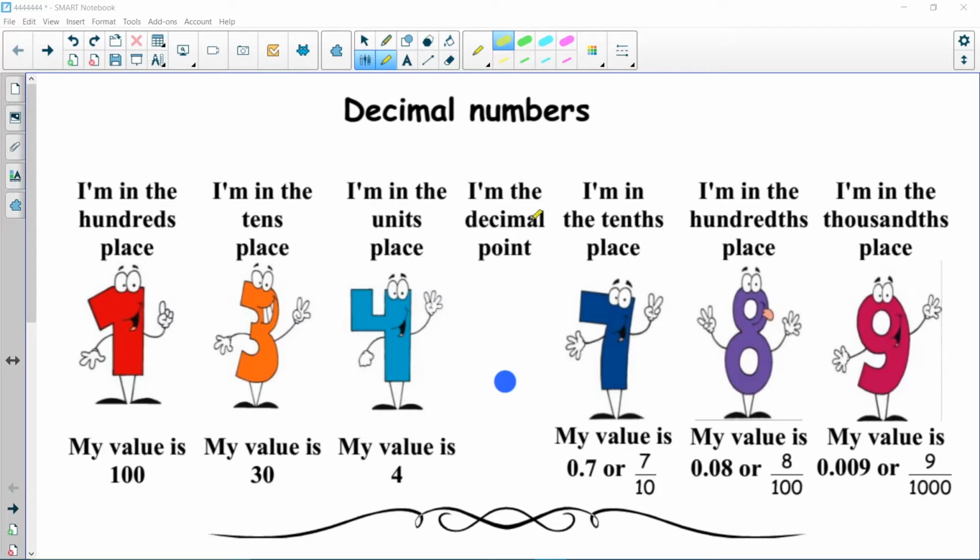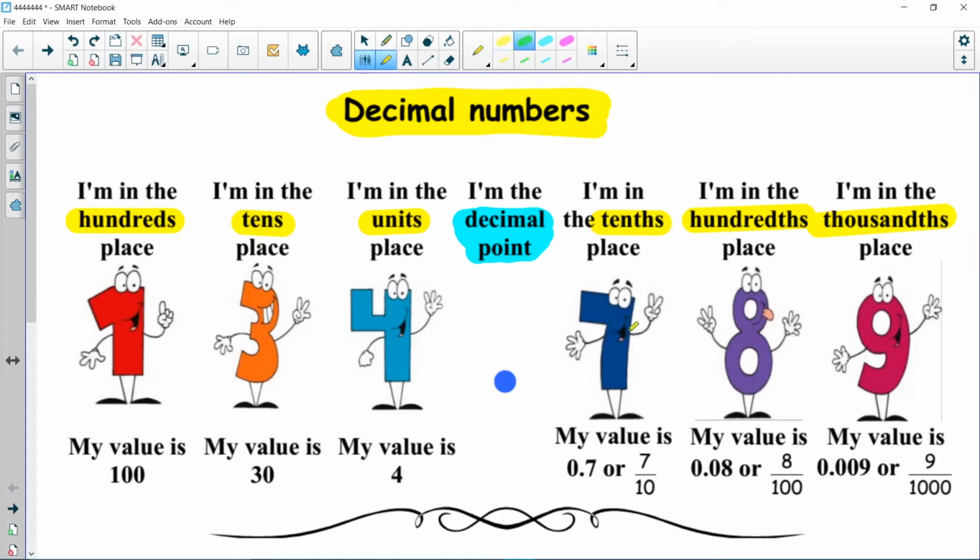Today, inshallah, we are going to revise and remember decimal numbers. Decimal numbers must have a decimal point, and this decimal point separates the whole numbers from the decimal numbers. We know that the place values of the whole numbers start from units, tens, hundreds, and so on. And the decimal numbers on the right start from tenths, hundredths, thousandths, and so on.